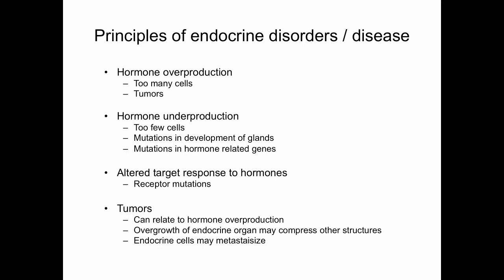There may be altered target responses to hormones, so perhaps there are receptor mutations. And then tumors in general might relate to hormone overproduction. You might have overgrowth of endocrine organs that might compress other structures, and endocrine cells might even metastasize to other areas of the body. So just some general principles to keep in mind as you reflect on integrating endocrine histology with physiology, and then as you go on in pathology.